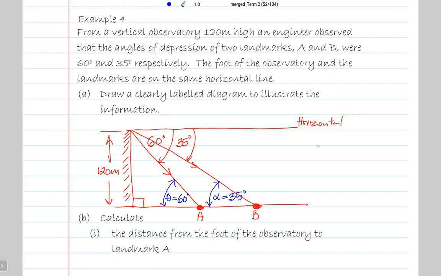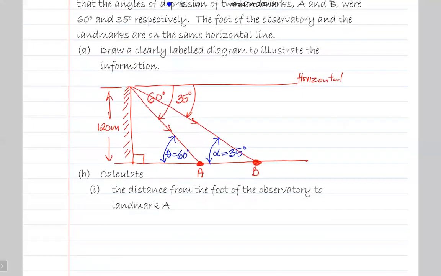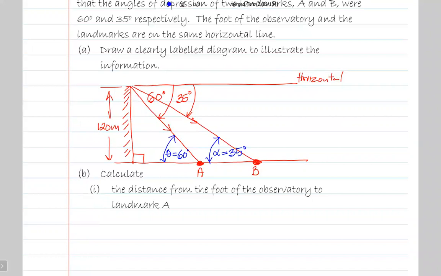And so A is just asking me to draw the diagram, so we'll draw the diagram. B is asking me to calculate the distance from the foot of the observatory to landmark A. So they want me to calculate this distance. I'm going to call it X. It's the distance from the foot of the observatory to landmark A.